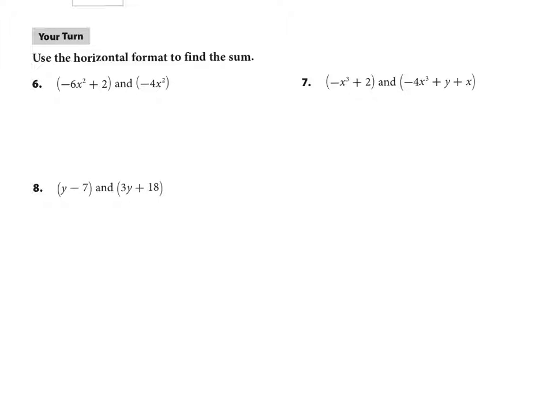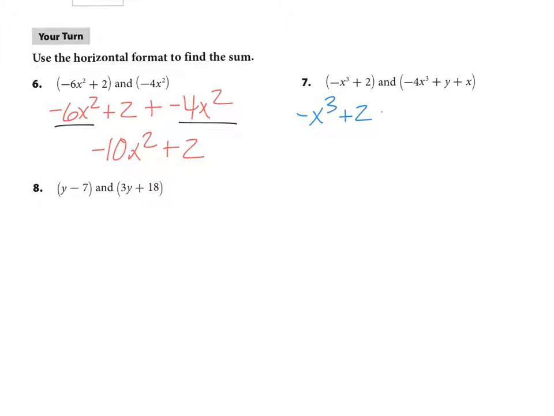And all I do here is just write out the problem, and then I use underlining to help denote what are like terms. And then I go ahead and combine those, combining just their coefficients. And then I take what's left and put that down. So again, I could take the next example, problem 7. Write the two polynomials down. Then underline any like terms I have. And then I'm going to combine my like terms.